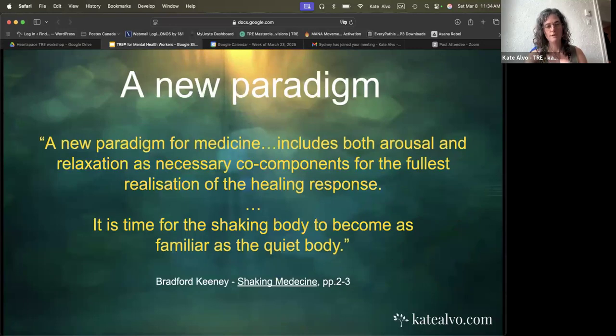I'm reading an amazing book called Shaking Medicine by Bradford Keeney, and I just want to underline everything that he writes in there. He talks about all these different traditions of shaking across the world. And so he says, a new paradigm for medicine includes both arousal and relaxation as necessary co-components for the fullest realization of the healing response. It's time for the shaking body to become as familiar as the quiet body.